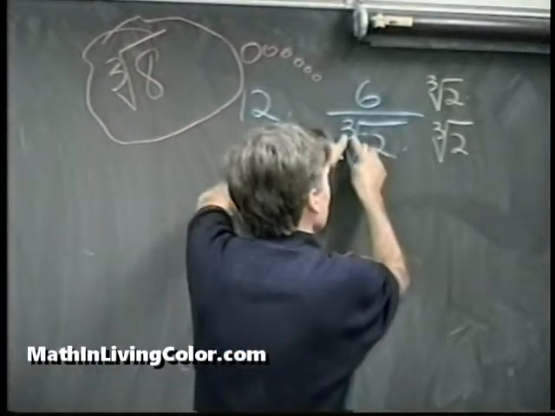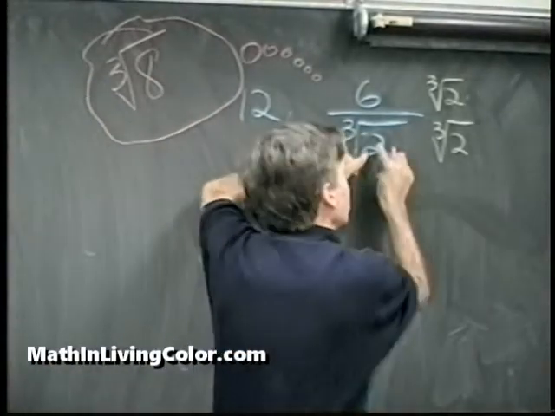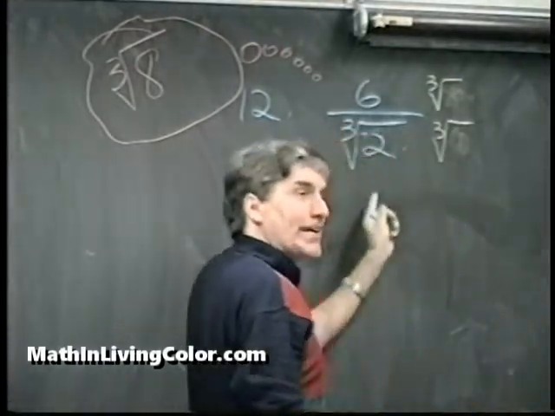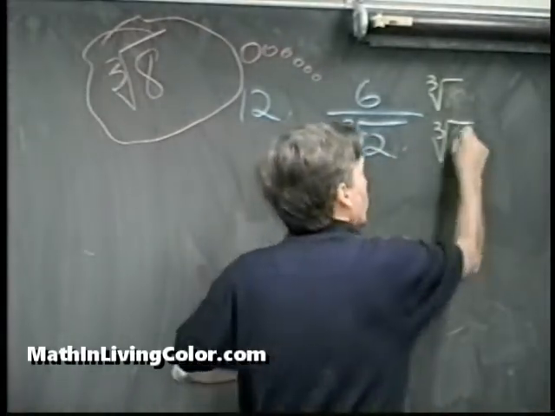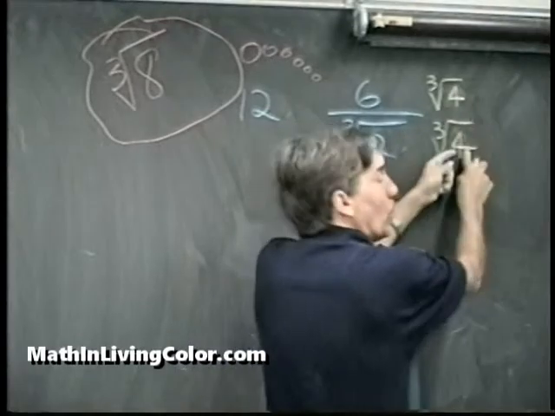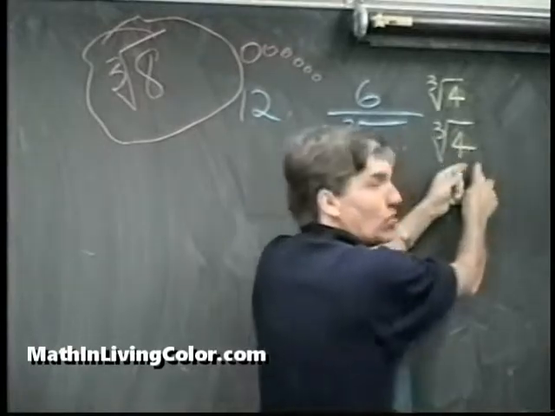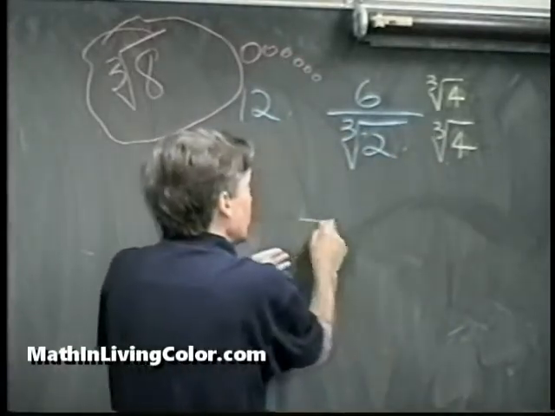So when you see this problem, you're thinking the cube root of 8. So what I need to do is get a cube root of 8 for a denominator. If you have 2, what would you have to multiply 2 by in order to get 8? 4. So you multiply by the cube root of 4 over the cube root of 4. That's because the cube root of 2 times 4 would be 8. And then you'll have this answer.